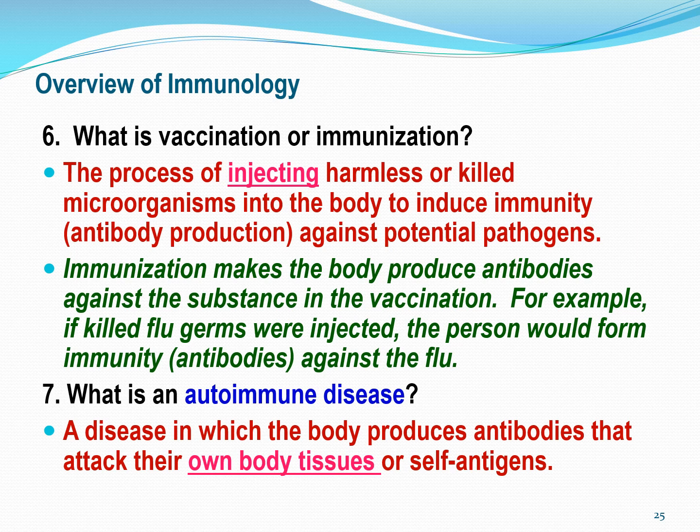So remember, immunization makes the body produce antibodies against the substance in the vaccination, okay? If the killed flu germ was injected, and remember I said dead flu germ, so it cannot give you the flu, but it was injected in a person, they would form antibodies against that flu.